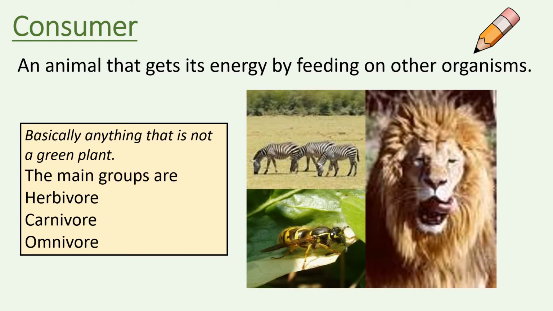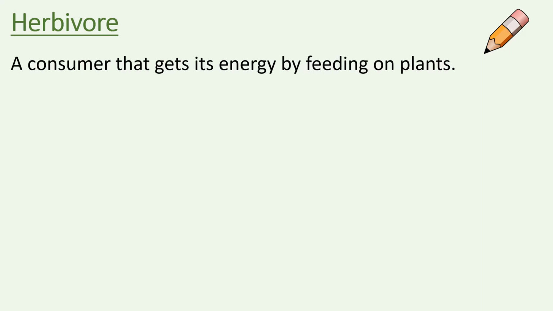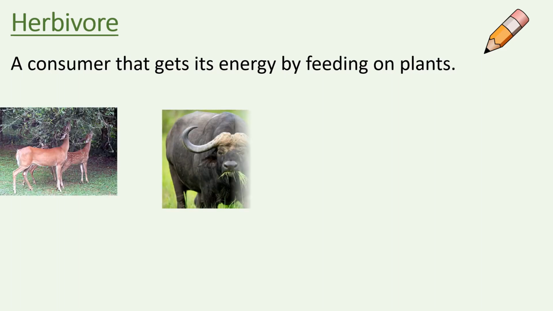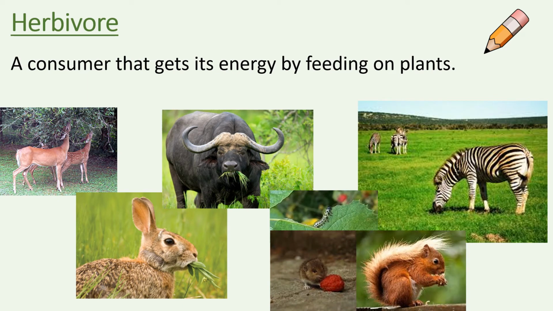Here's some pictures. So let's look at herbivore first. So what do you think a herbivore is before I go over the answer? So a herbivore is a consumer that gets its energy by feeding on plants. So basically it's an organism that only eats plants, so it's like a vegetarian. So here's some examples like rabbits and zebras and squirrels and caterpillars, etc.